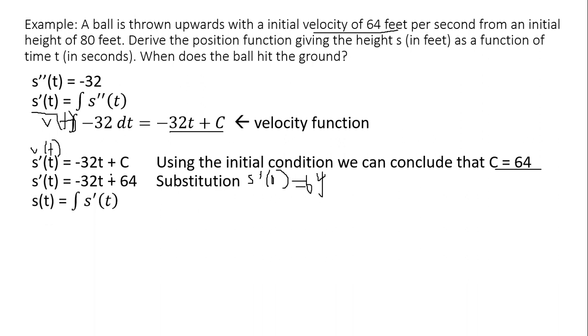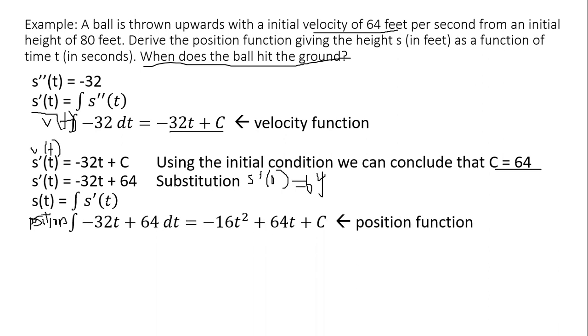Now, I want to find out when the ball hits the ground. If I want to find out when the ball hits the ground, I need the position function, not the velocity function. So what I'm doing here is finding the position, which is the antiderivative. I know this is terrible writing. I'm so sorry. S of t is equal to the integral of S prime of t. Now my next step here is I substitute in negative 32 t plus 64 dt, because I'm in t's, is equal to negative 16 t squared plus 64 t plus c. And this is my new position function.